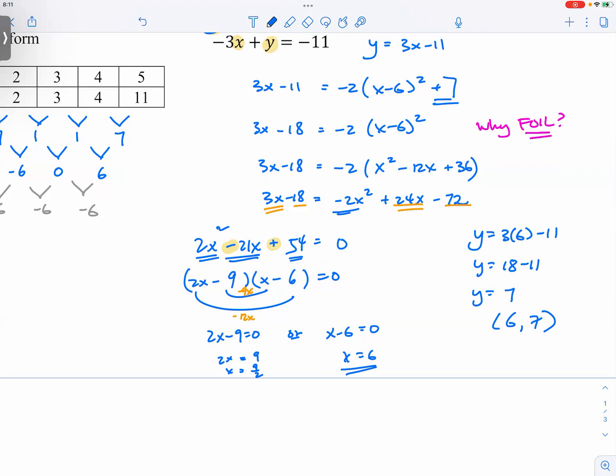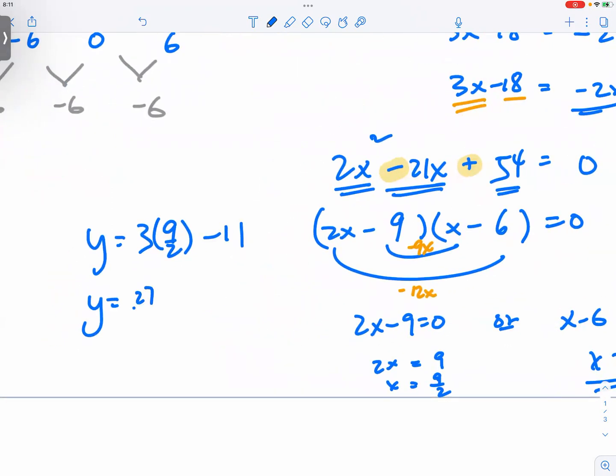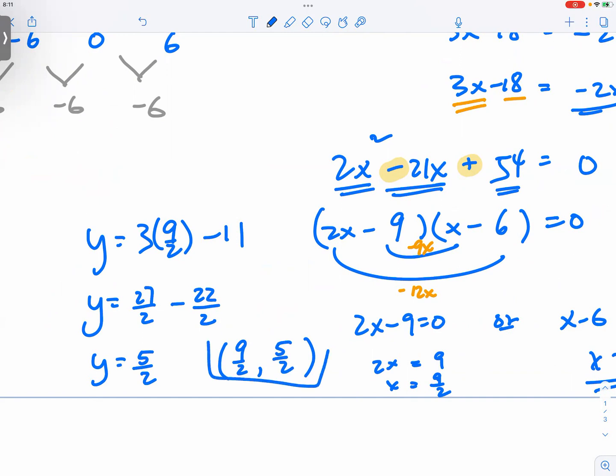But what about the other one? Well, the other one would be y equals 3 times 9 over 2 minus 11. It's a fraction, but don't get scared with a fraction. So we have 27 over 2 minus 11. And if we do common denominator, 11 would become 22 over 2. So that would be 5 over 2. So that means your other intersection would be (9 over 2, 5 over 2).